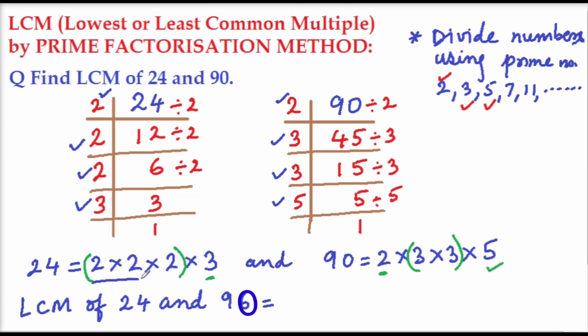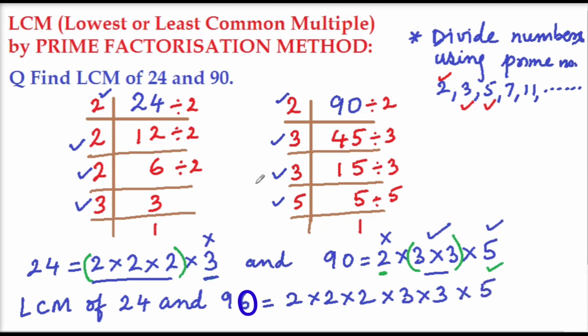So the LCM of 24 and 90 is 2 multiplied by 2 multiplied by 2. We will not take this 2 and will not take this 3. We will take this pair of 3, 3 into 3, and 5 is all alone. We'll write multiplied by 5. Now let's multiply. For the LCM of 24 and 90, we are taking this group of 2 and not this one. And we are taking this group of 3 and not the single 3, and the 5.